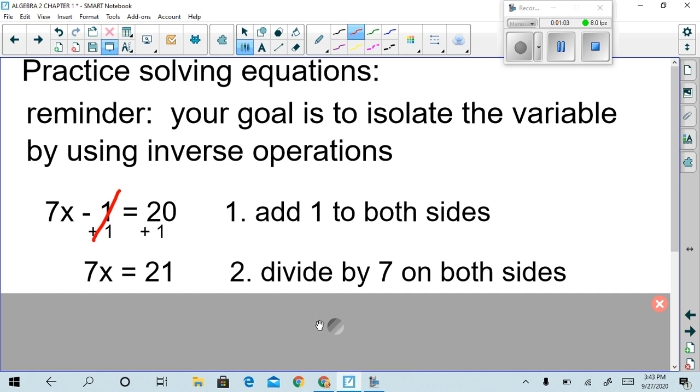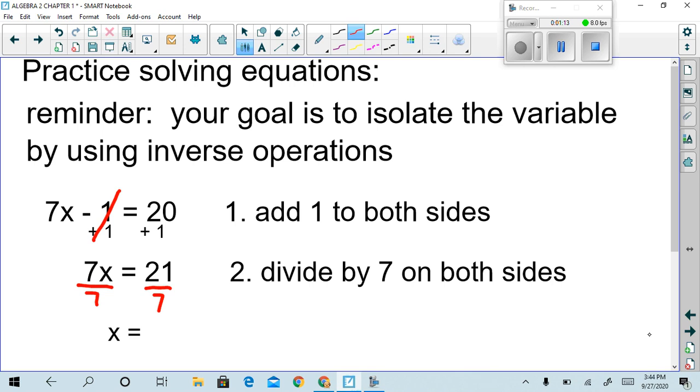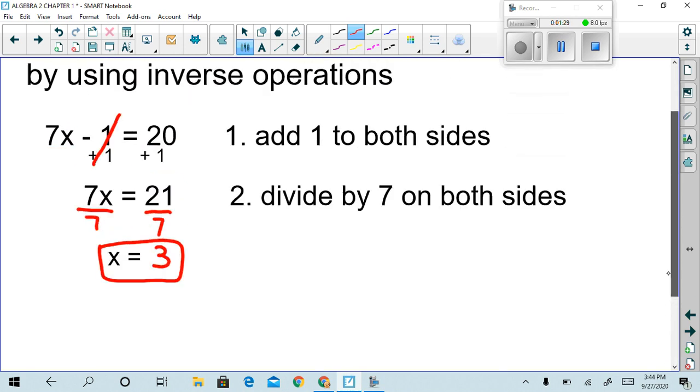This is the part, again, where we have a second inverse operation. We're going to divide both sides by 7. And then we simplify and we get x is equal to 3. Didn't ask you to do a check on the quiz, but I did want you to see that you're trying to move everything away from the variable x in order to isolate it.